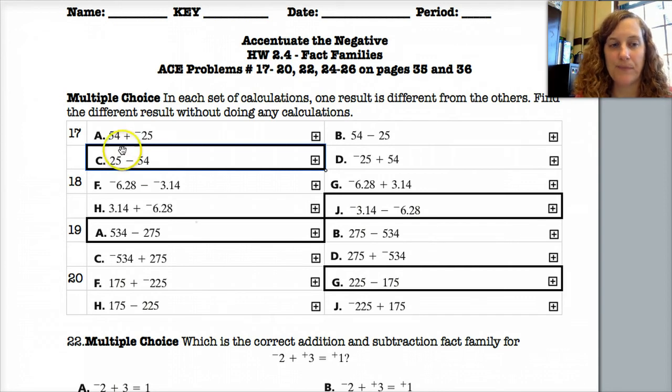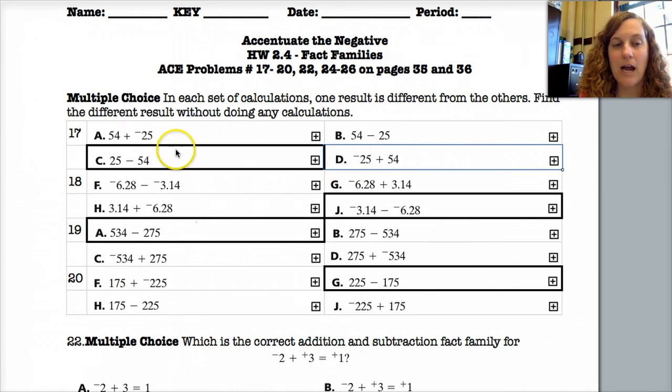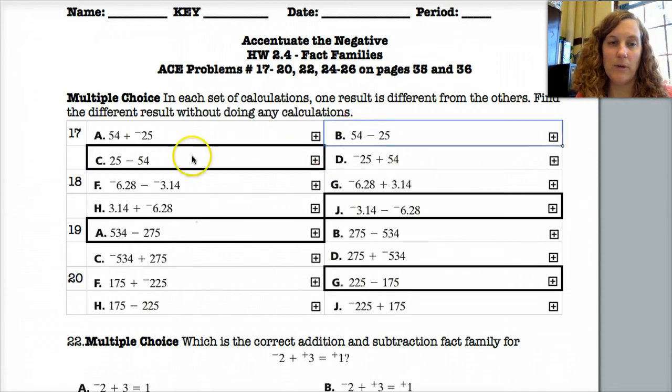So this one's basically saying 54 plus a negative 25, which is the same as 54 minus a positive 25. We talked about that in class. And this is also the same as 54 minus 25 because addition is commutative, so we can swap the order. However, this one's not the same because subtraction is not commutative. So 54 minus 25 is a problem, and 25 minus 54 can't be a matching problem. So C is the right answer.